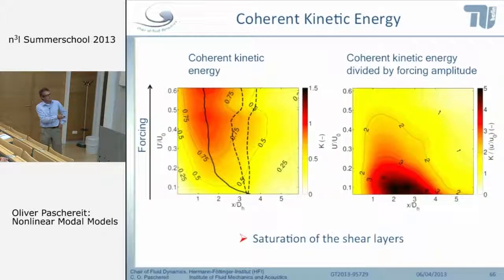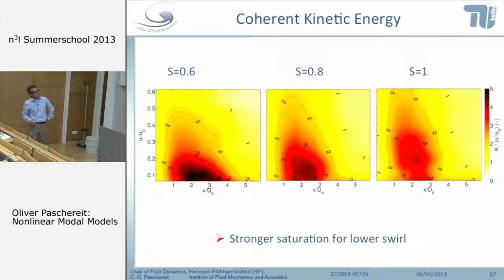So what you already see in this figure is that with increasing forcing amplitude, this is the forcing amplitude, you go to this saturation, because here at 1, the amplitude which you get out is the same as the amplitude what you get in. So you get a saturation, the higher the forcing amplitude is, the lower the amplification. And now, if we look at this case for different swirl numbers, then we can see that for lower swirl, we actually get a stronger saturation than for the higher swirl.